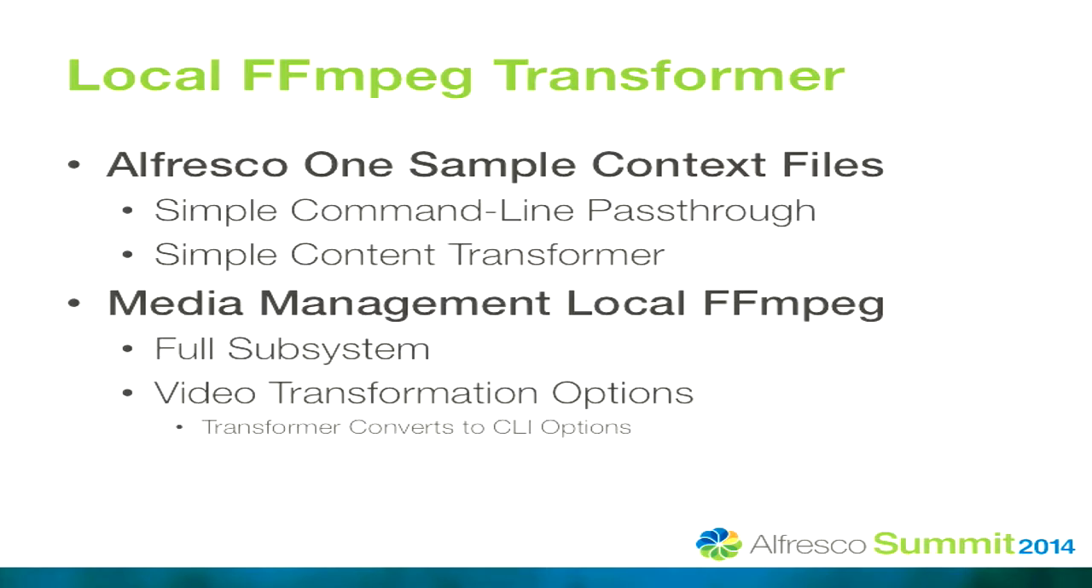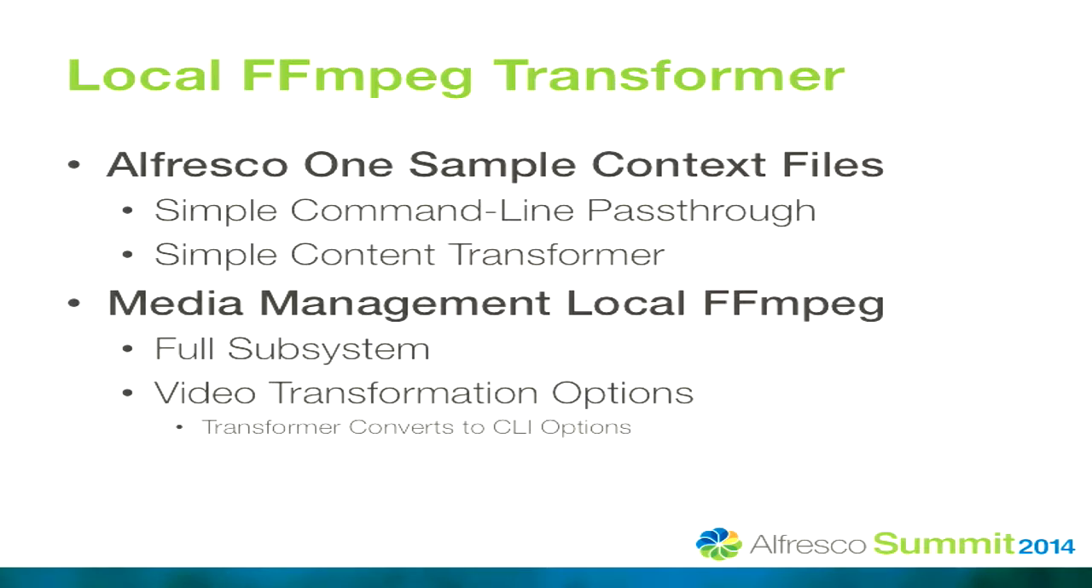So if we talk about video for a second, Alfresco's provided these sample context files for quite a while with the base Alfresco One distribution. That was a simple content transformer and had a simple command line pass-through. So when you define something like a thumbnail or another rendition, another format, you were just giving the options that FFmpeg needed to take it from one to the other. So things like frame rate or frame size, the codecs that you wanted in that alternate version.